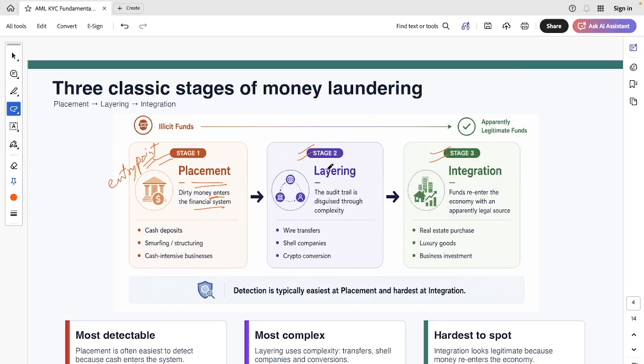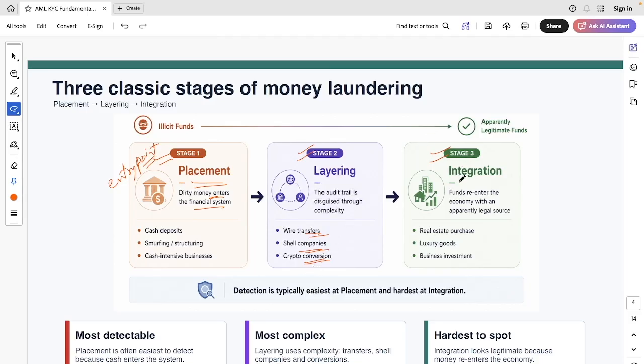This is where criminals create confusion. Money is transferred across multiple accounts, companies, countries, currencies, or financial products. Think of it like adding many layers of fog between the crime and the money. The goal is to make investigators tired, confused, and slightly irritated. In the real banking world, layering may involve shell companies, cross-border transactions, trade-based money laundering, crypto conversions, or frequent movement of funds within connected accounts.